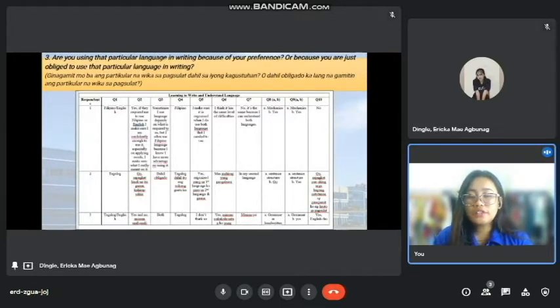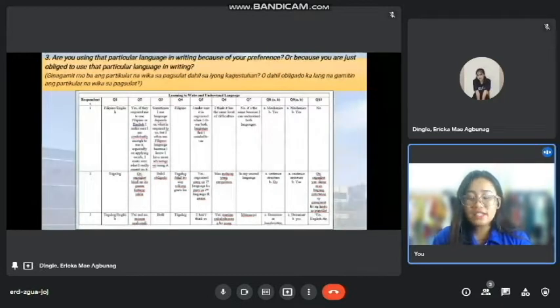The results of the respondents show that there are 8 respondents who use that particular language because of their own preferences. On the other hand, there are 13 who use that particular language since they are obligated, certainly in school, as a requirement of the specific subject.